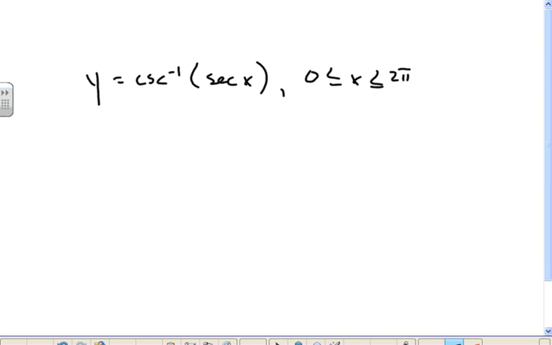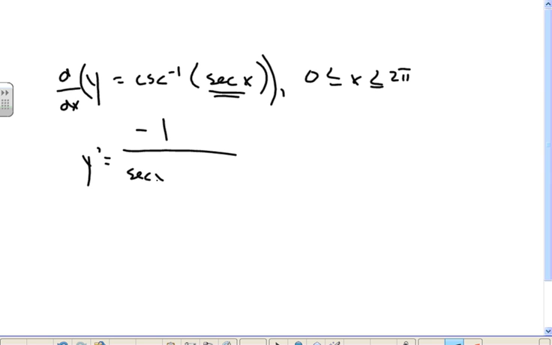Now, finding this one, we have inverse cosecant, and we're going to take the derivative of this with respect to x. So what we have is y prime, and now we're going to have 1 over. With a cosecant, this is going to be negative. Cosecant is very similar to what we have with secant, except it's going to be the opposite. So we have 1 over u, our inside, which is secant of x, times the square root of that secant squared, minus 1.